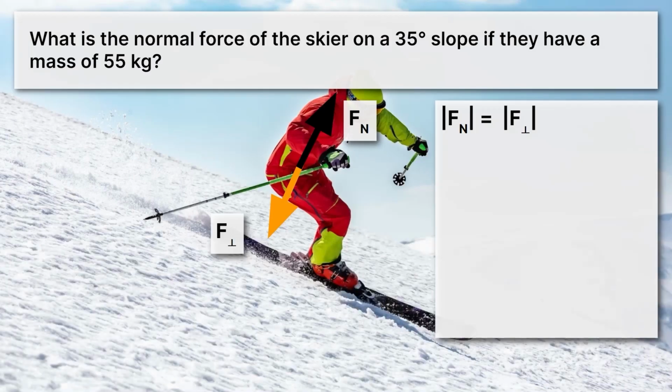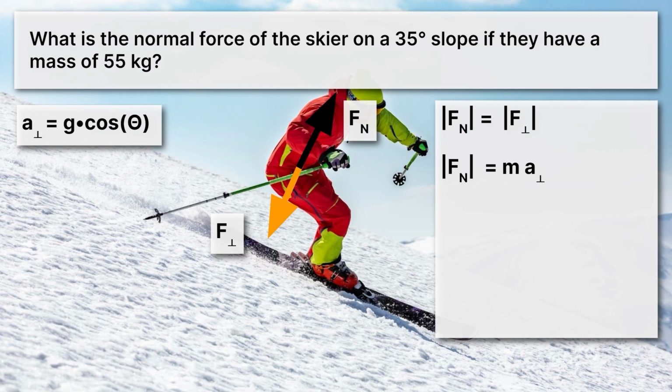Okay, so to solve this problem, we're going to start with that relationship, that the normal force is equal to the perpendicular force. All right, well, how do we calculate the perpendicular force? Well, remember that force is always just mass times acceleration from Newton's second law. And so here we're going to use mass times acceleration, but the acceleration that's relevant is the perpendicular acceleration. So now we know that the normal force is equal to the mass times the perpendicular acceleration. Okay, then we have to remind ourselves of how to calculate that perpendicular acceleration. Did you write it down? If so, you'll remember that it's a equals g cosine theta.